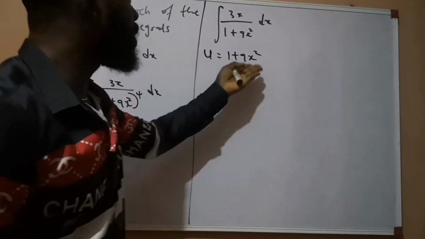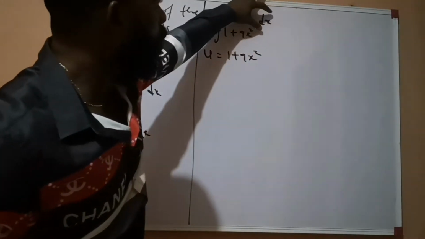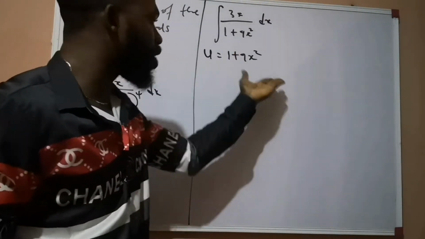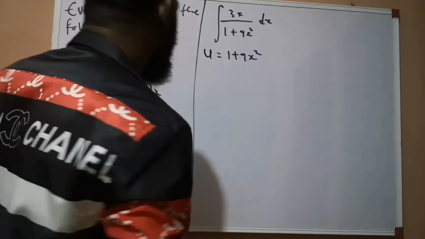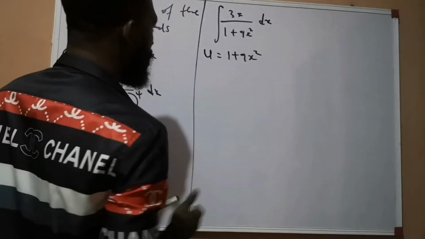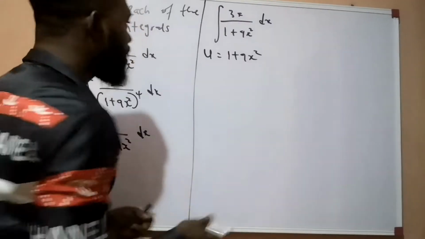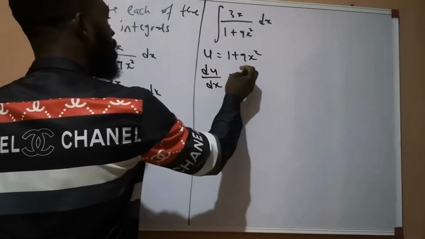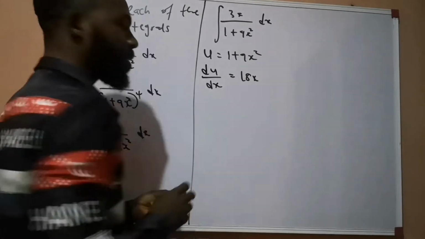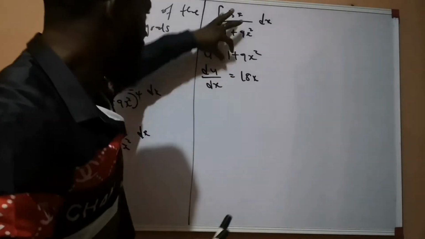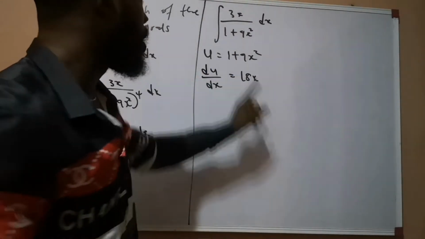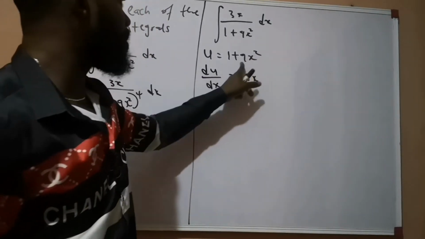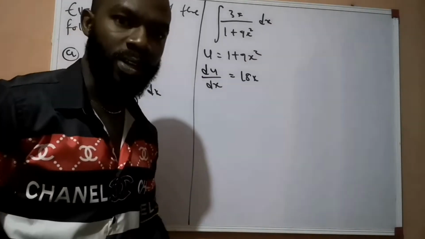Now the next thing you do is to solve for dx. For us to get dx, we have to differentiate this function. When we differentiate u with respect to x, we have du over dx is equal to 18x. How did I get 18x? If we differentiate 1, it is 0. If we differentiate 9x raised to the power 2, it is 18x, because 2 times 9 is 18 and 2 minus 1 is 1.